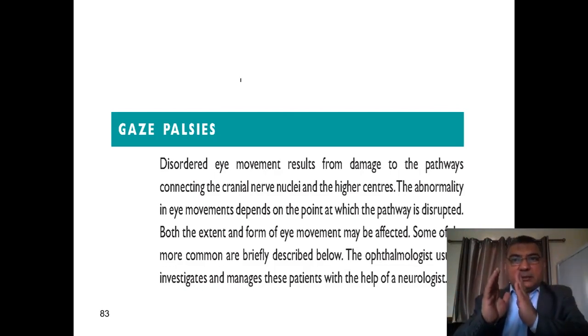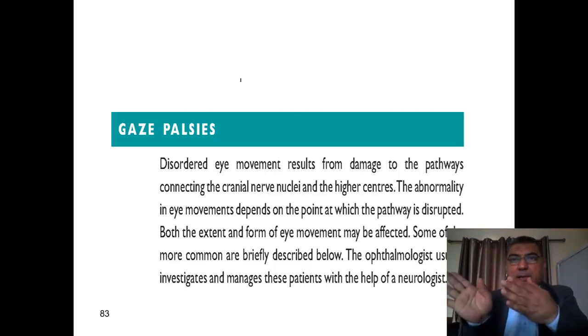For example, the right gaze center is present in the right side of the brain stem and is responsible for producing right gaze, giving impulses to the right lateral rectus and impulses to the left medial rectus. It will produce contraction of the right lateral rectus and left medial rectus, producing right gaze.